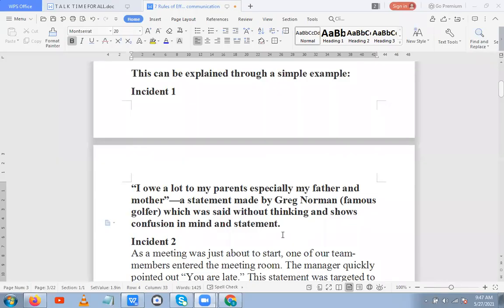मैं उनका कर्जदार हूँ, खास करके मेरे father and mother, especially my father and mother. A statement made by Greg Norman, famous golfer, which was said without thinking and shows confusion in mind and statement. So what is there to be confused about?